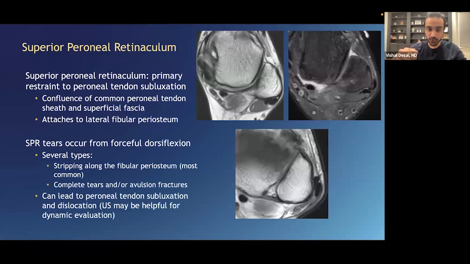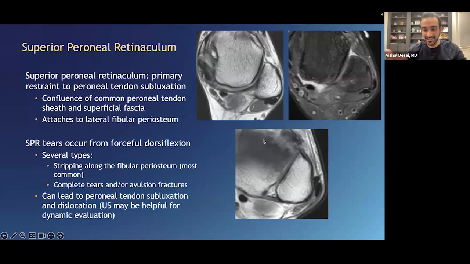As that tears with forceful dorsiflexion, you can end up with a variety of subluxation or dislocation injuries to either peroneal tendon. And there are several different types of tears that happen with the superior peroneal retinaculum. Type 1 is the most common, where you just have stripping of the fibular periosteum, and that tendon can then sublux into that little gap. You may have a complete tear anteriorly, which is type 2, a complete tear with an osseous avulsion of the fibula as type 3, or a tear posteriorly of the retinaculum, a type 4.